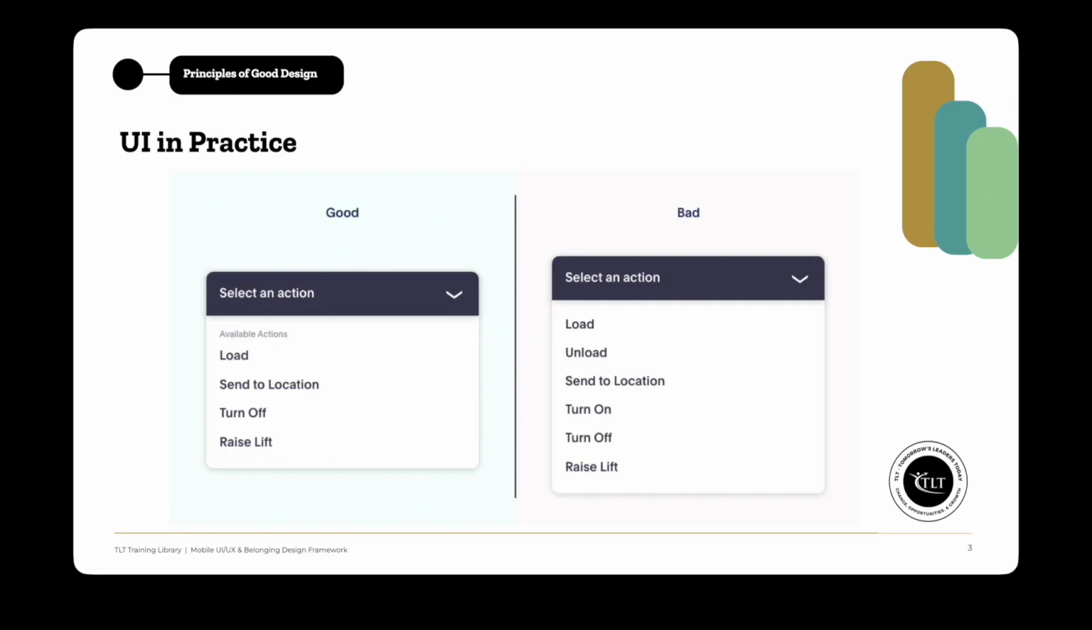Similarly, we have an example of a drop-down list. On the right, there are many options that overwhelm the user and can come off as repetitive. On the left, the options are more limited and make more sense to the user.